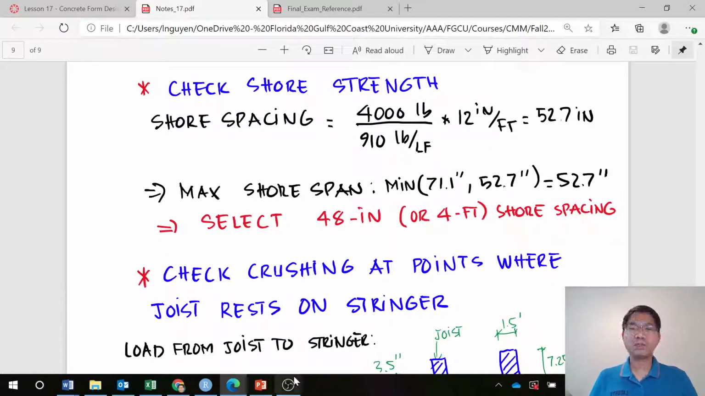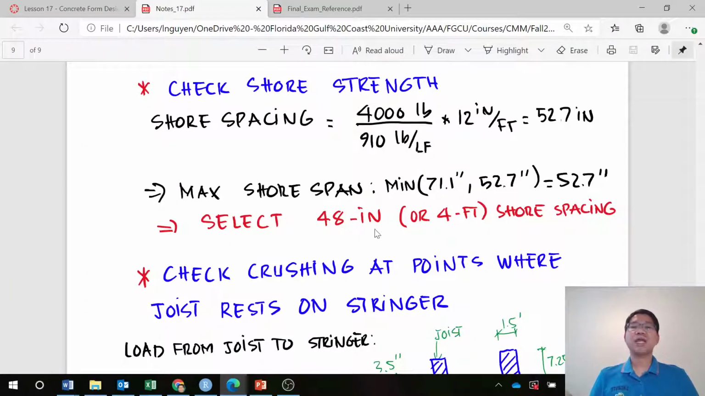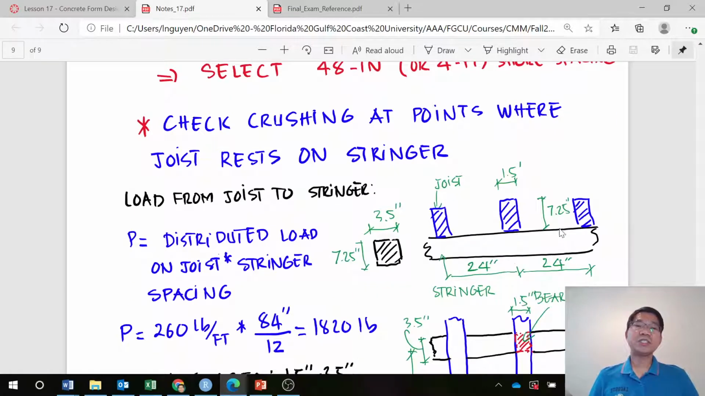So saw spacing between this is 4 feet, and in this case the load of the saw governs, not the stringer. Stringer works fine because the space between the saw is 71 inches, the stringer still works fine. But for the saw, because it only carries 4,000 pounds, then the spacing has to be closer, 52, as you can see there. So we select 48, and then check for crushing at the point where the joint rests on the stringer.